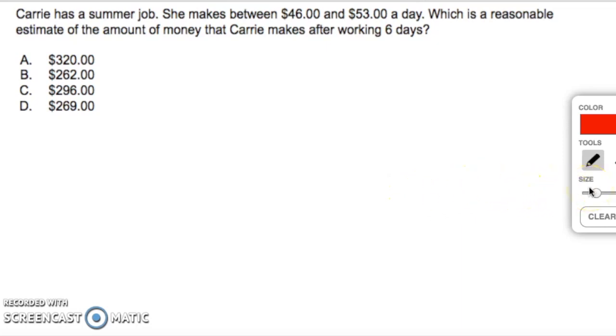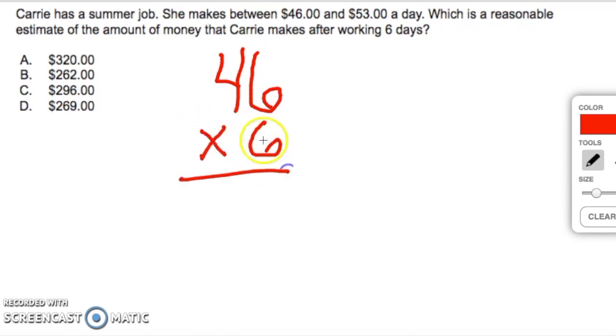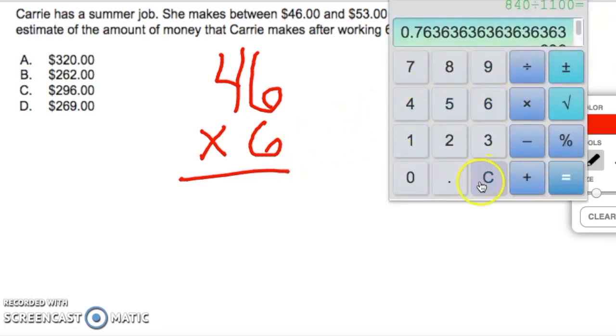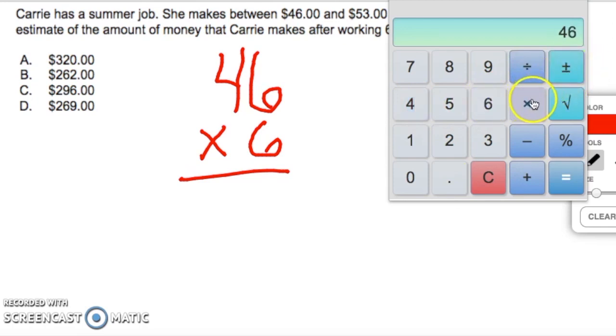All right, I'm assuming you've worked it out on your own here. So let's work it out together. If she does $46 and she earns that 6 days, that's $46 on day 1, $46 on day 2, $46 on day 3, and so on and so forth. Then we're going to use a calculator here and use that one there, 46. All right, I just start with the top number, times 6 equals.